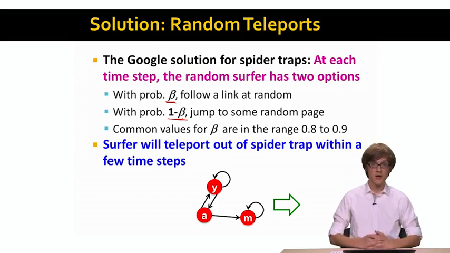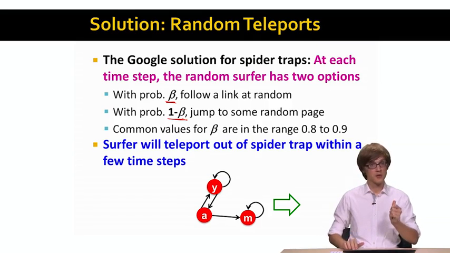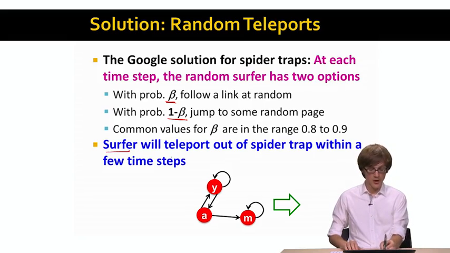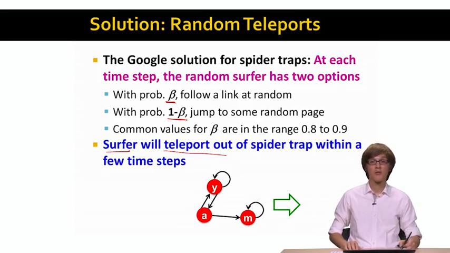So the way we can think of this now is that we have a random surfer that, whenever it arrives at a new page, flips a coin. If the coin says yes, the random walker will pick another link at random and walk that link. And if the coin says no, the random walker will randomly teleport, basically jump to some other random page on the web. So this means that the random surfer will be able to jump out, or teleport out, from a spider trap within only a few time steps. After a few time steps, the coin will say yes, let's teleport, and the random surfer will be able to jump out of the trap.